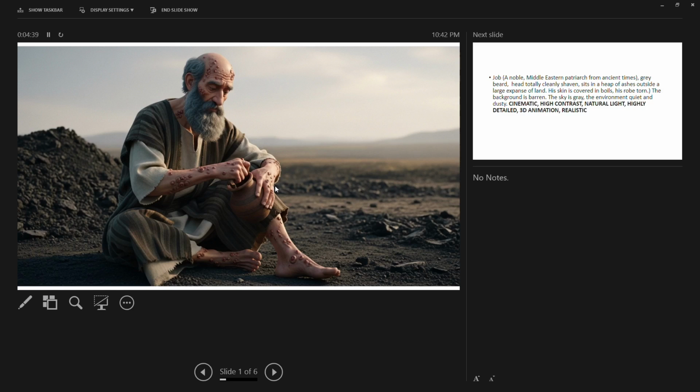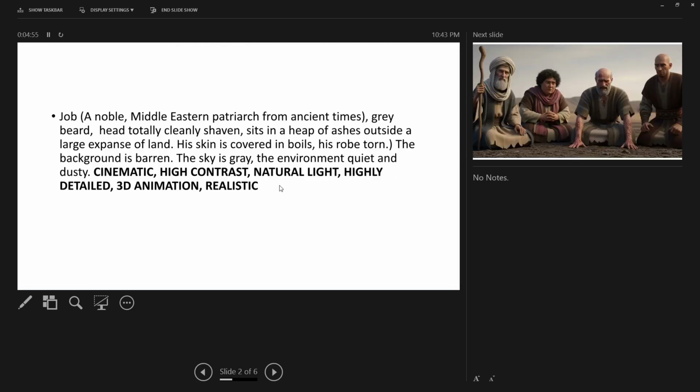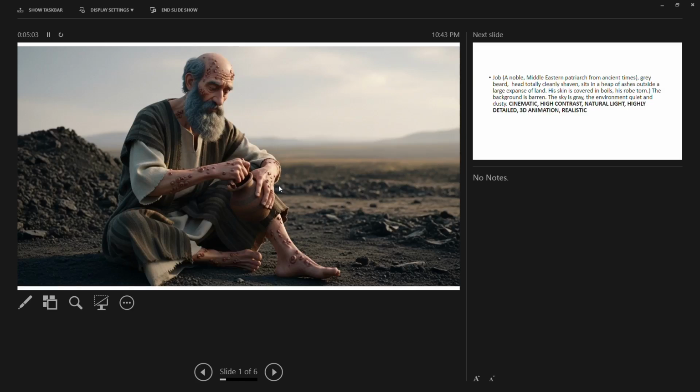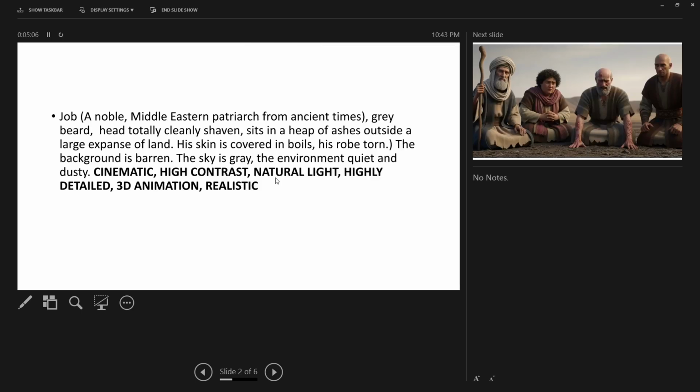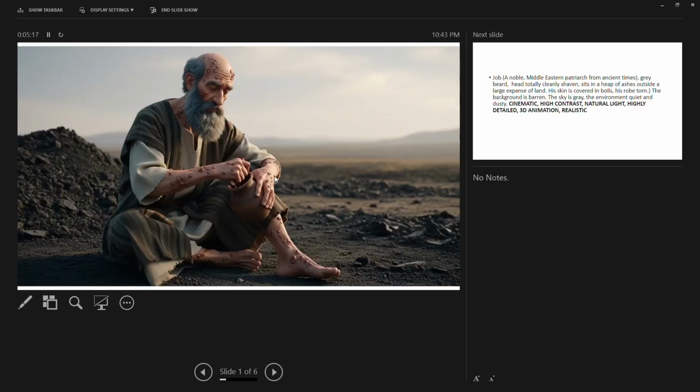But as I said, AI is evolving, so at every point in time you might not get what you want, but you can get close to what you want. That is very key there. So, the background is barren. As you can see, the background is barren. The sky is gray, the environment is quiet and dusty. Exactly what AI gave me here. And then I went further to add the tags: cinematic, high contrast, natural light, highly detailed, 3D animation, realistic. All these put together gave me this. I hope you're following. Okay.